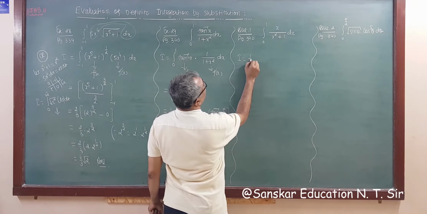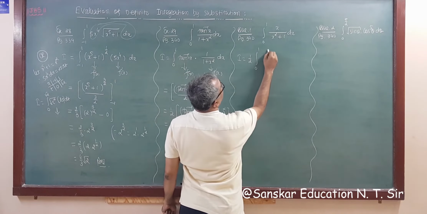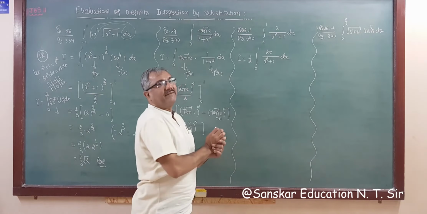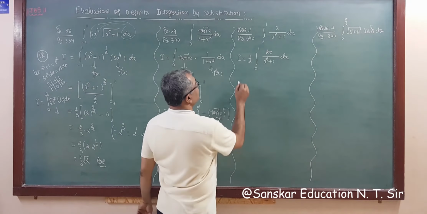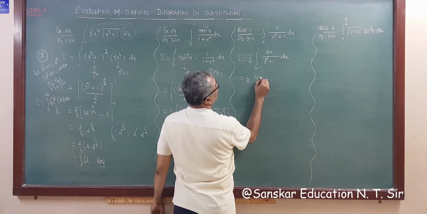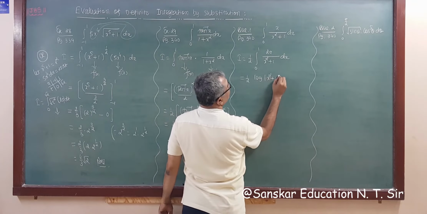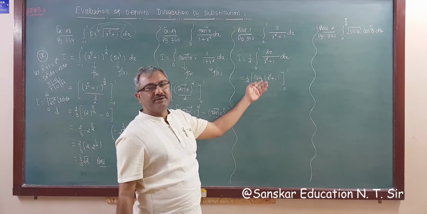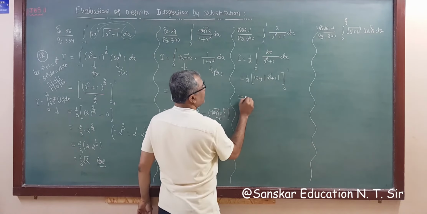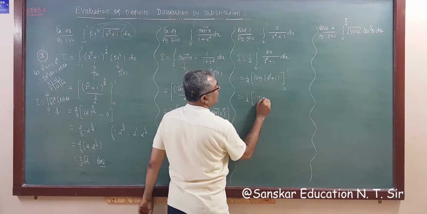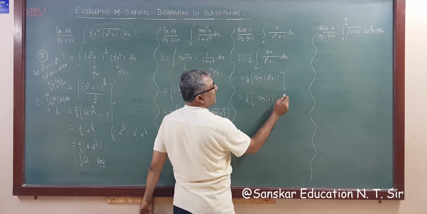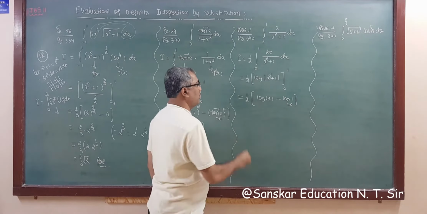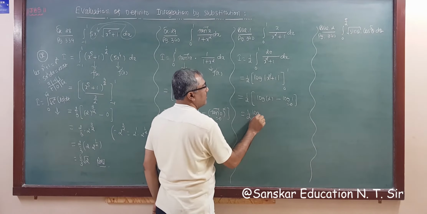We get I is equal to 1 upon 2, integral 0 to 1, twice x upon x square plus 1 dx. So the derivative of the denominator is in the numerator. So the answer will be 1 upon 2 log mod x square plus 1. Right? The limit is from 0 to 1. So putting the limit, upper limit 1, we get 1 upon 2 log of 1 plus 1 is 2, minus the lower limit 0, that is log 1. And you know log 1 is always 0. So the answer will be half log 2.